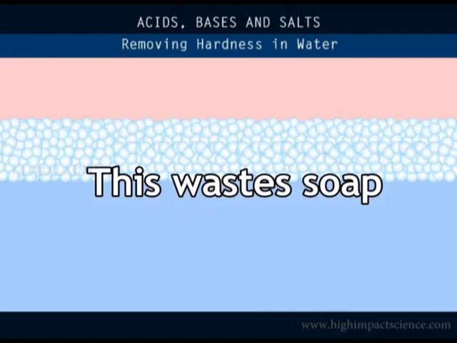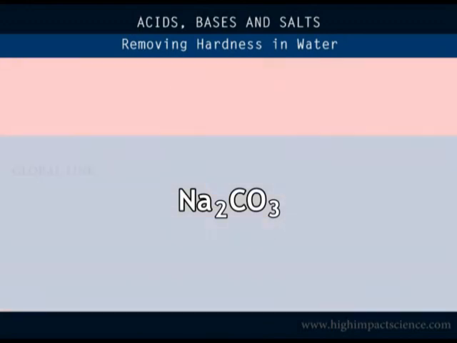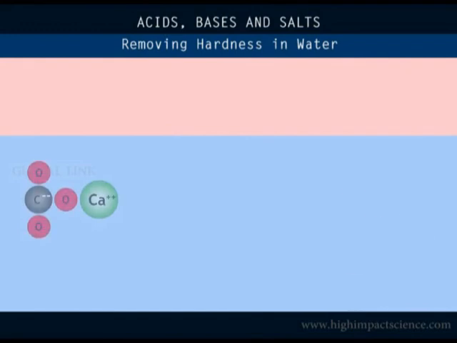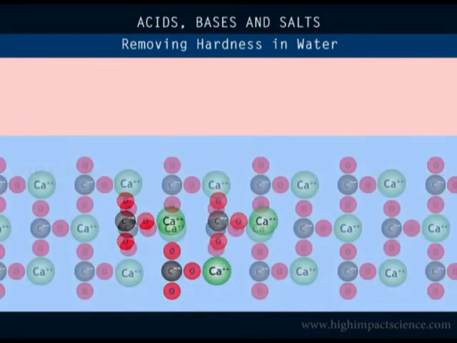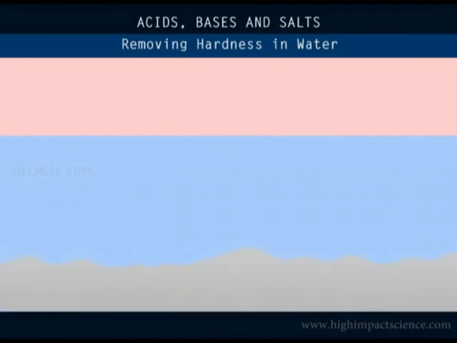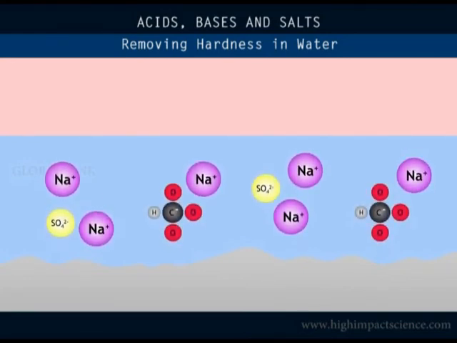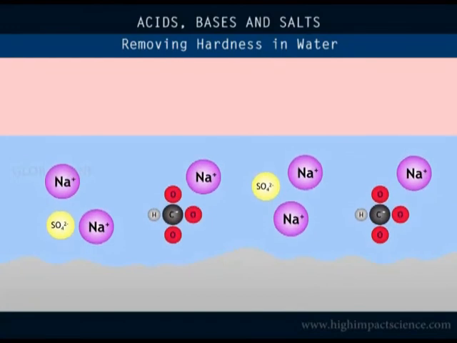So we need something that will react with the calcium ions in water and form a precipitate. One such is washing soda, sodium carbonate. Once added, the calcium ions join with the carbonate ions, forming calcium carbonate as a precipitate, leaving water free of all the hardening ions. Only the sodium ions remain in the solution, balancing the sulfate ions and hydrogen carbonate ions, which used to be with the calcium ions.